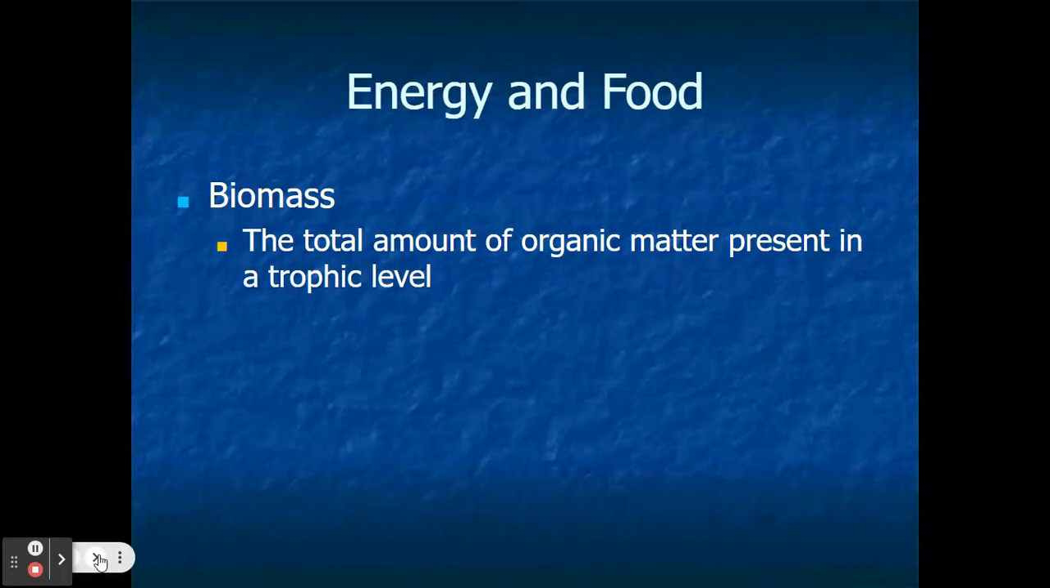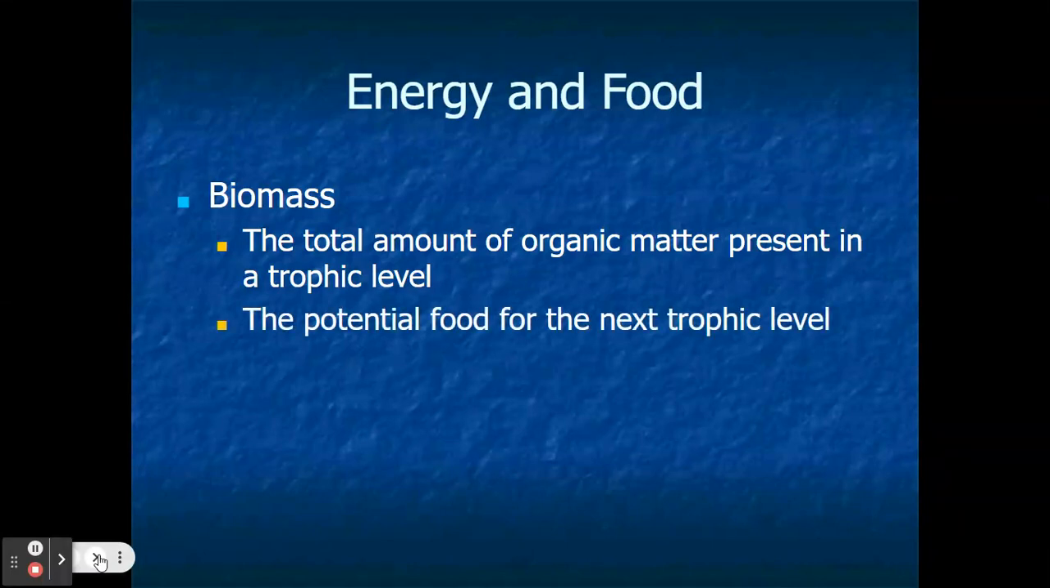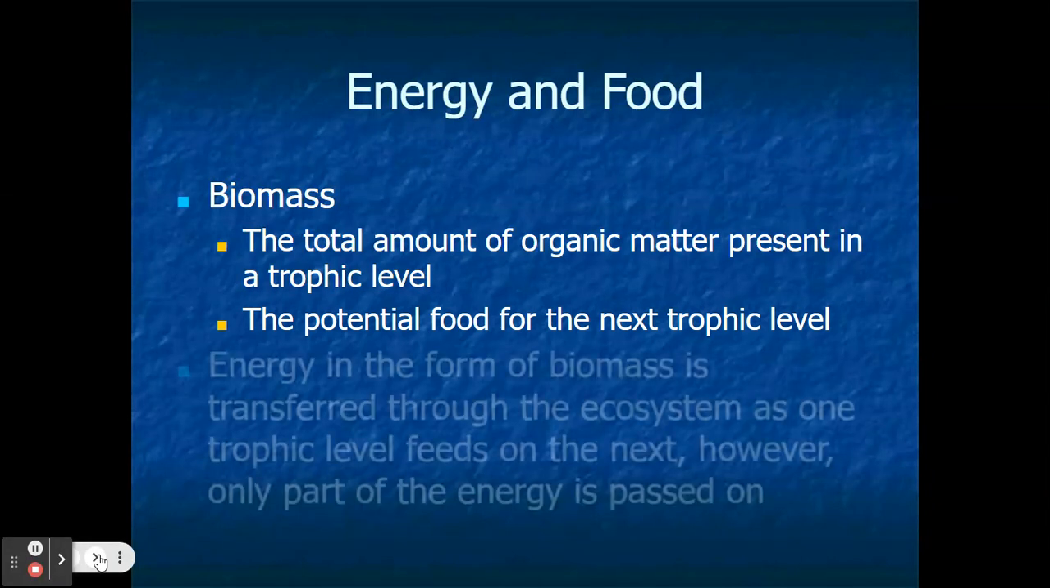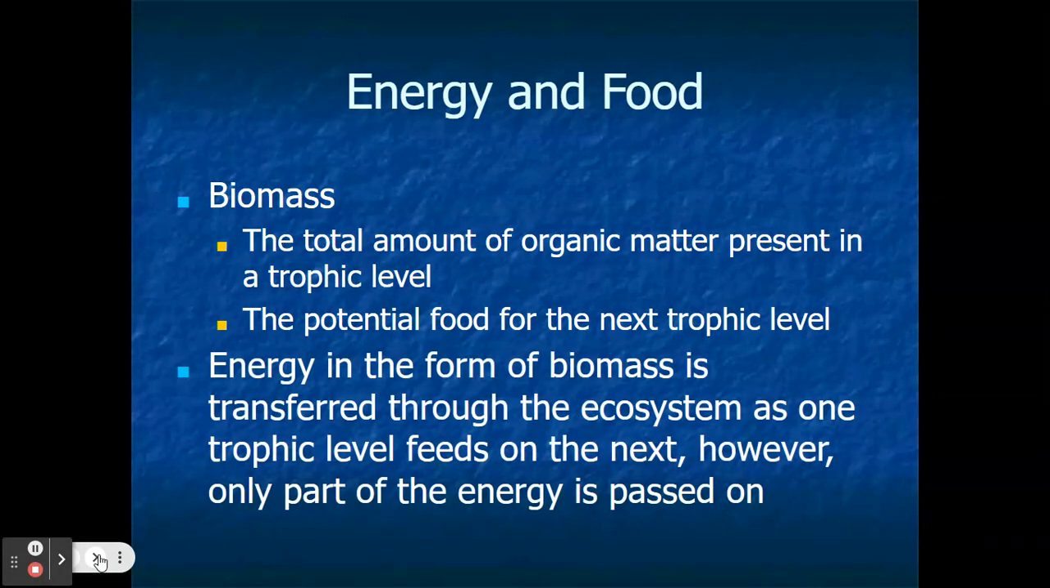We call the total amount of organic material that might be available biomass. In other words, it is the potential food or energy source for the next trophic level. When we're talking about biomass, we're talking about how much food a wolf has in its environment to eat, or how much food a rabbit has in its environment to eat. As we go up, the amount of consumers decreases because of how much more food they need from the previous level.